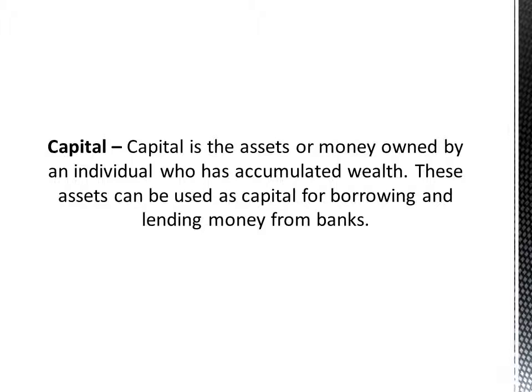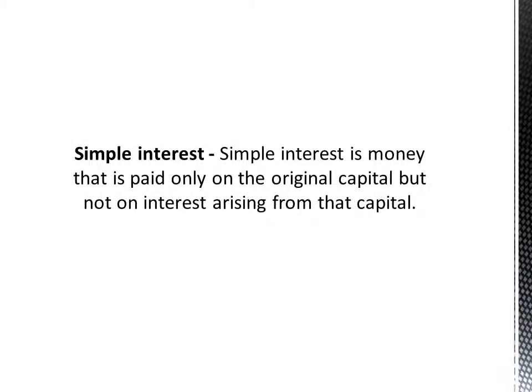Per annum. Per annum is Latin for each year. Capital. Capital is the assets or money owned by an individual who has accumulated wealth. These assets can be used as capital for borrowing and lending money from banks. Simple interest. Simple interest is money that is paid only on the original capital, but not on interest arising from that capital.